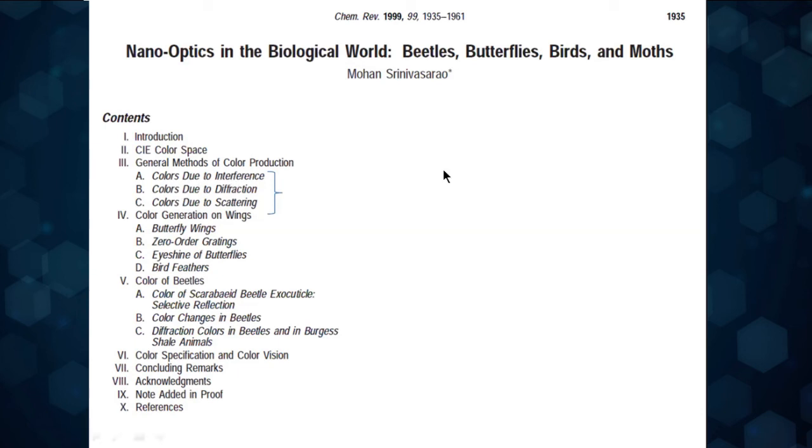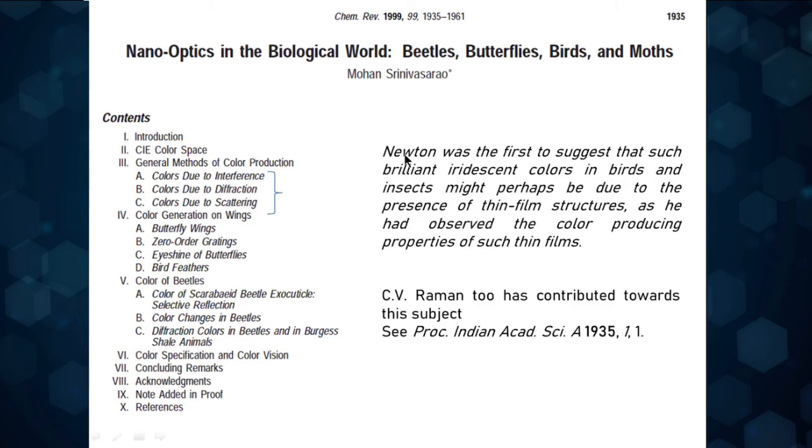Most of you would be aware of that, especially when you go out and there's a thin layer of oil on water, you'll see interference patterns, which are quite evident when we observe that. There's also color generation due to diffraction and scattering, etc. In fact, this particular review article I strongly suggest. It's a very nicely written article, and also has a very interesting historical implication, one of which is quite interesting. Newton was the first to suggest that such brilliant iridescent colors in birds and insects might perhaps be due to the presence of thin film structures, as he had observed the color producing properties of such thin films.